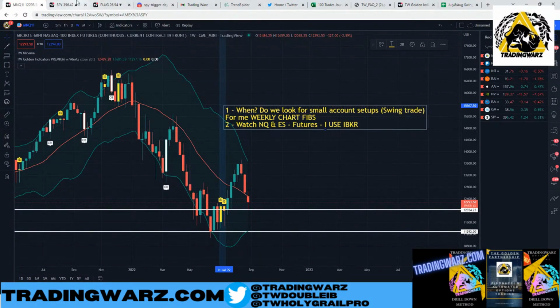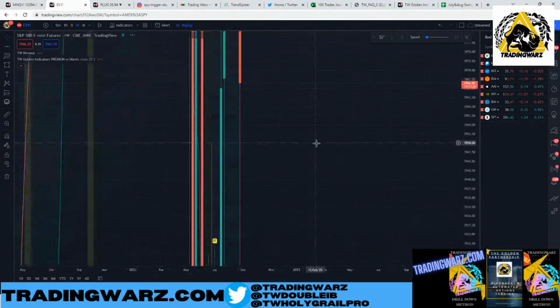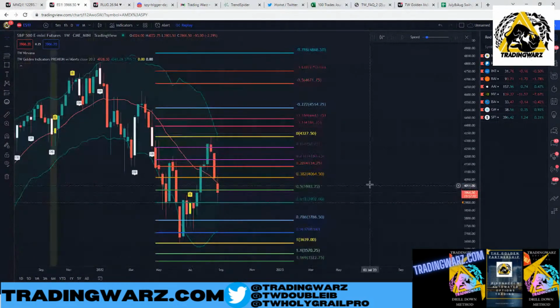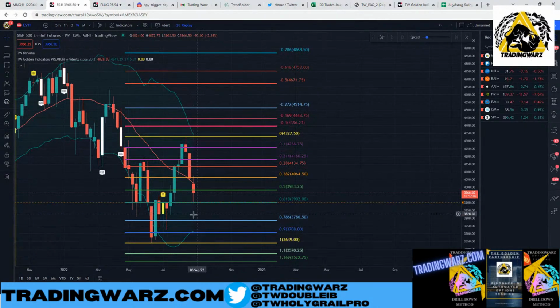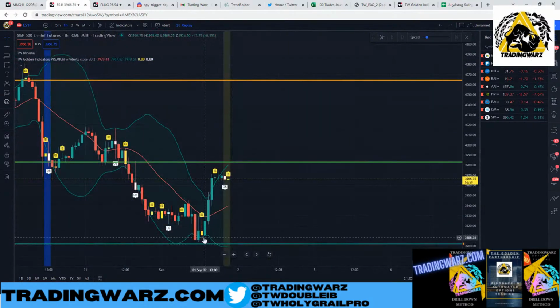So let's also pull up ES so we can look at that as well. I'm going to go to the weekly right here. I already have the fib drawn, and you can see today we came within 1.5 points of hitting the 618 as well. So here was our 618. We came very, very close to hitting that as well today.